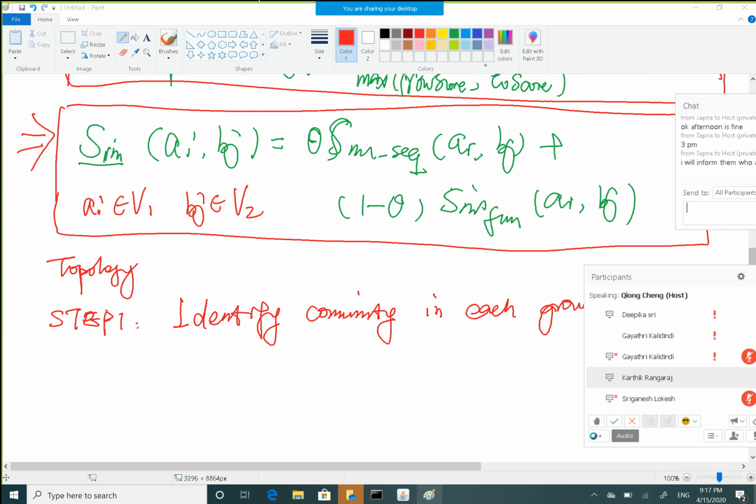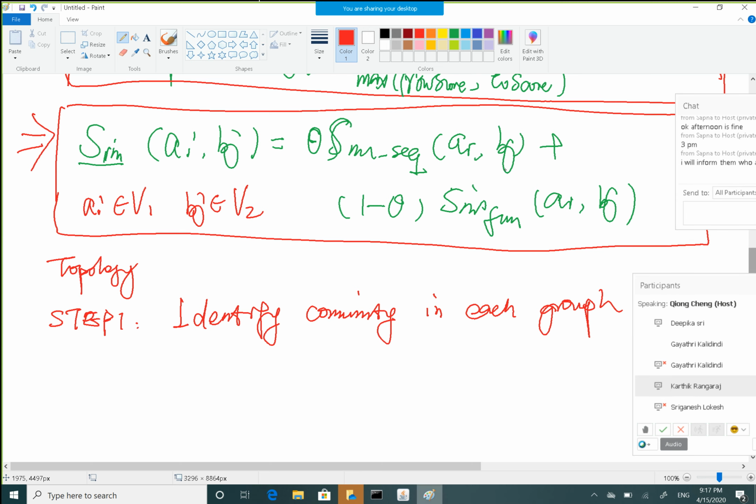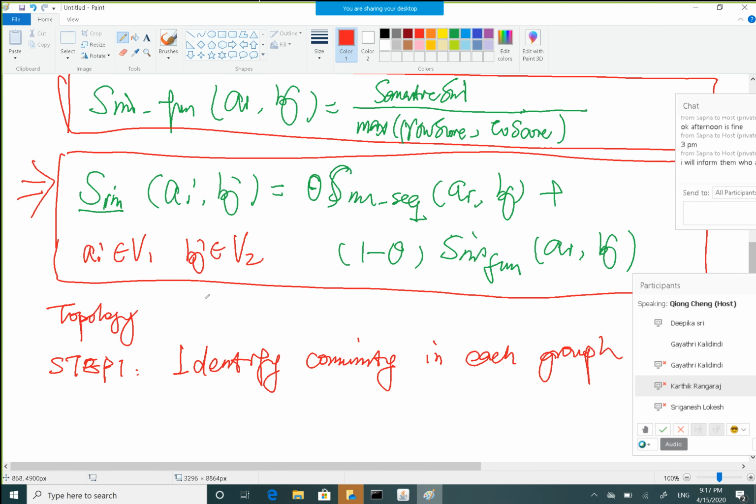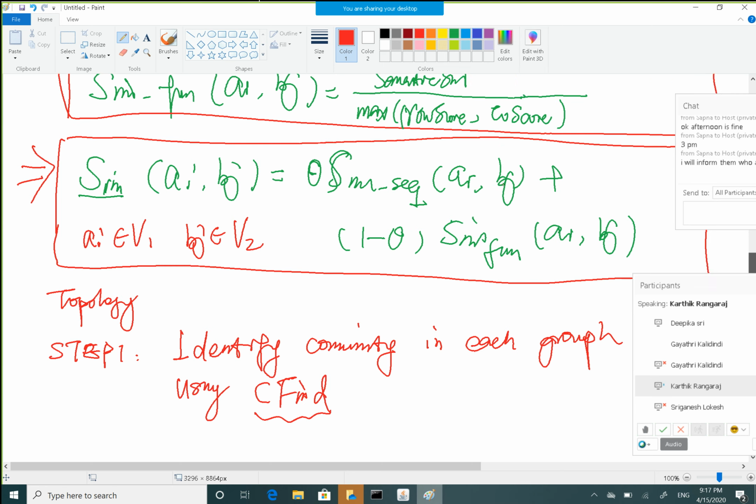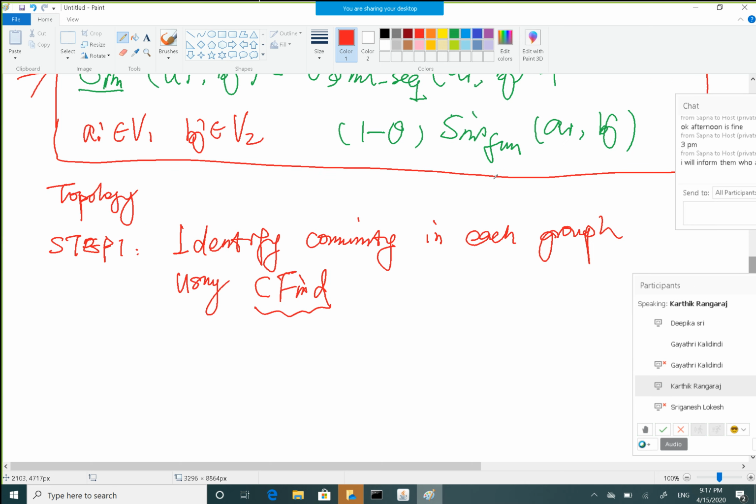Okay, now I want to make it fast. So, identify communities in each graph. Kasika? Did you notice that they use cfind? They already included it in the package? Yeah.